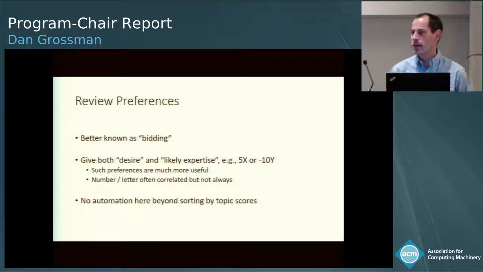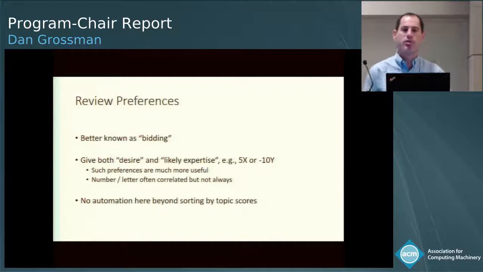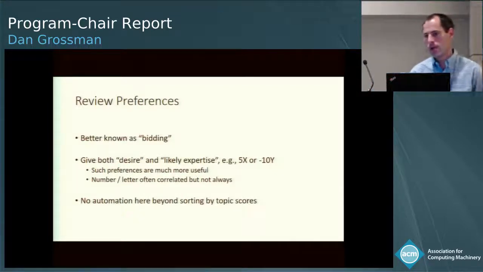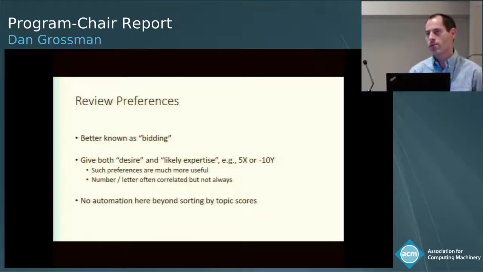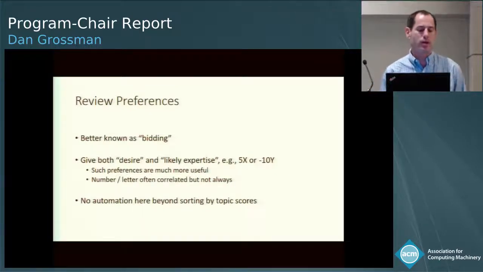At least at PLDI 2 years ago, and maybe some other offerings of the conference over the years, I had bids have two parts: a number, where a larger number meant you more wanted the paper, and a letter, which was your best guess as to your expertise level on the paper. And I highly recommend this and think it led to better review assignments. The number and the letter are usually correlated.